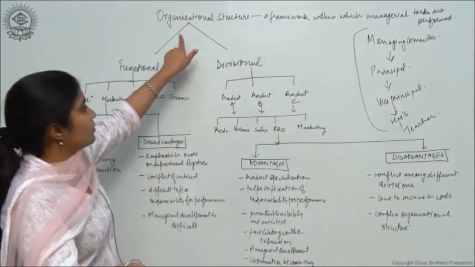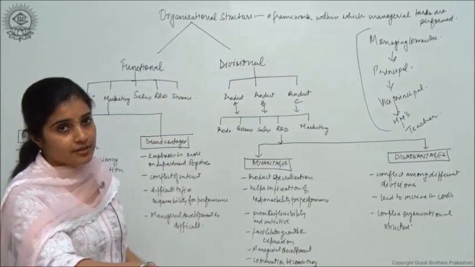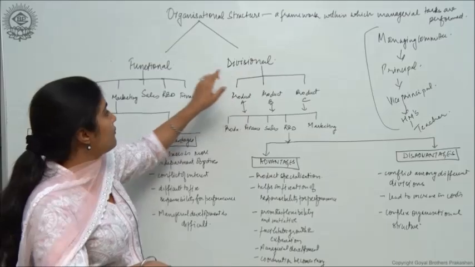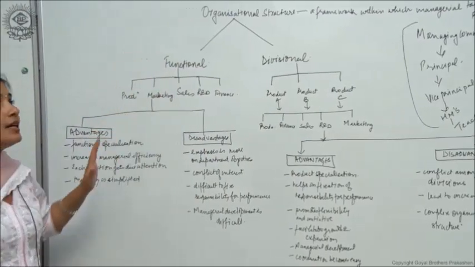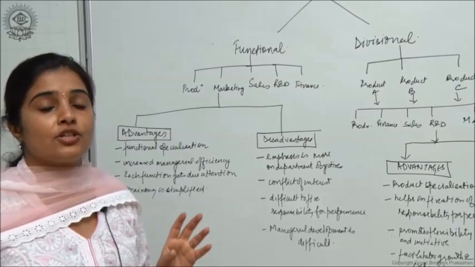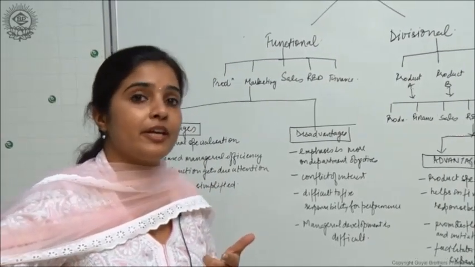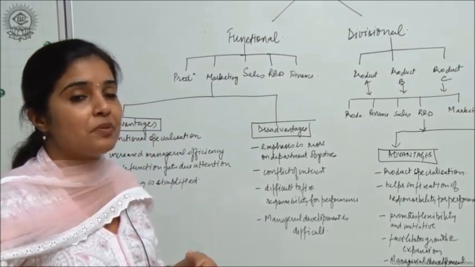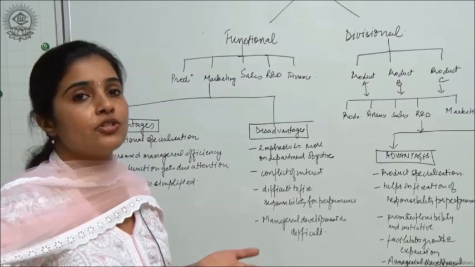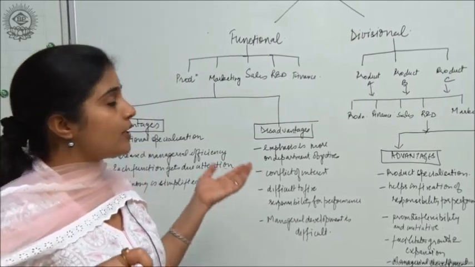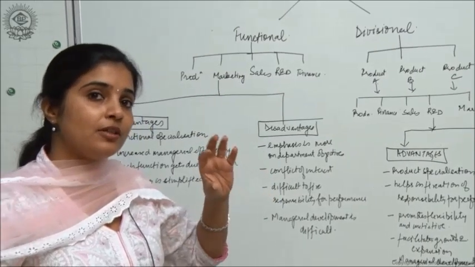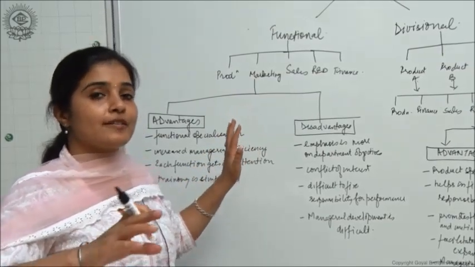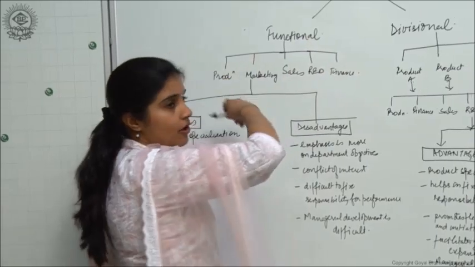Now there are only two types of organizational structures that we are going to discuss here: functional structure and divisional structure. Functional structure means grouping the similar activities belonging to a particular function. By function, we mean production, sales, finance, research and development, human resource management. Grouping all the activities related to a particular function and taking that function as a separate department is called a functional structure.